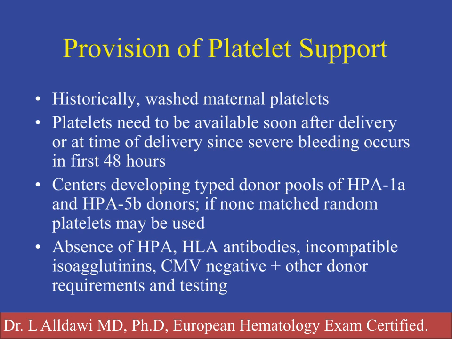With regard to platelet support, in the past we used washed maternal platelets. Platelets obviously need to be available soon after delivery because the risk of bleeding is quite high. Now we can use human platelet antigen 1A and 5B negative because these are the most frequent antigens involved in the development of FNAIT. Also, the HPA should be absent, HLA antibodies should be absent, and CMV negative, and other donor requirements, like if we are giving transfusion to a fetus, it has to be irradiated.